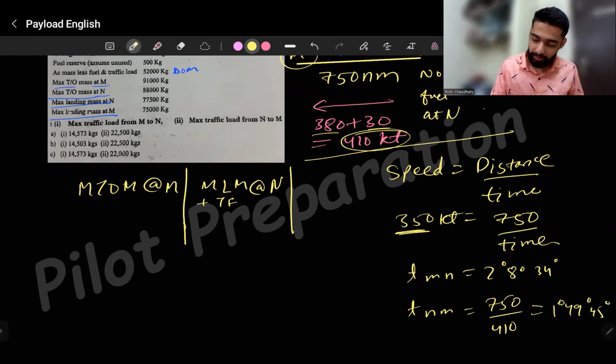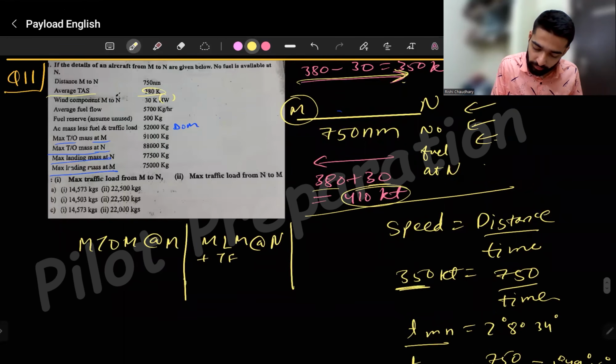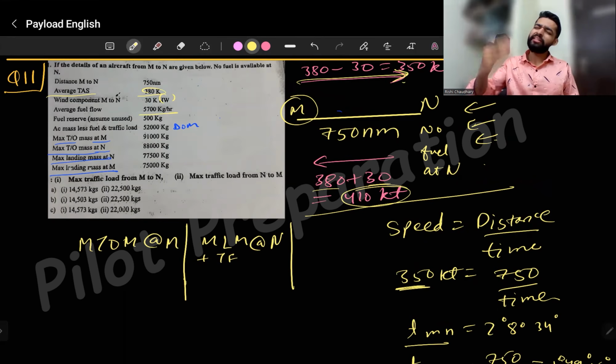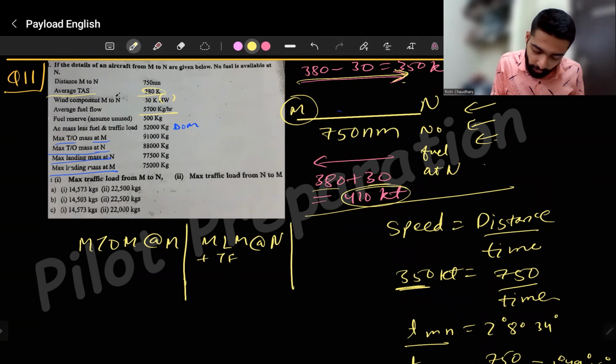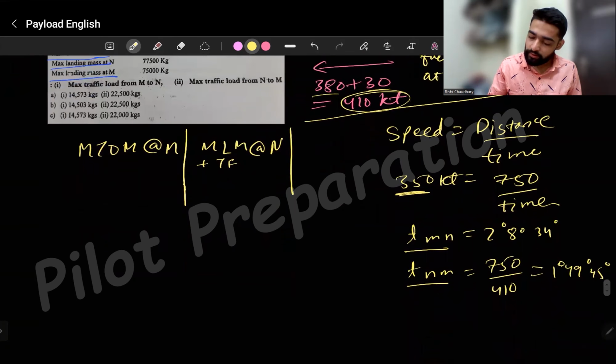Now I am given time from M to N and time from N to M. Average fuel flow, which is 5,700 kg per hour. I will get the trip fuel, correct? Because this is kg per hour. Kg per hour multiplied by hour will be giving me kg. So that is nothing but my trip fuel, or the weight of the fuel consumed in the trip. Got it? Weight of the fuel consumed in the trip is nothing but average fuel flow multiplied by time from M to N and time from N to M.